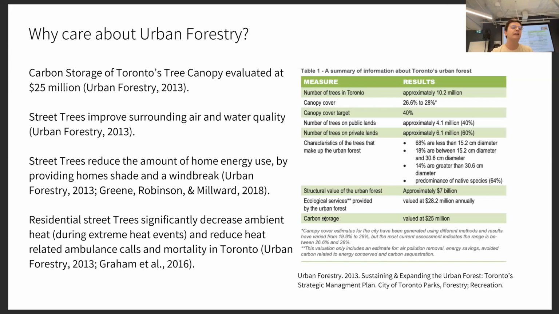And then sort of pressingly, especially in Toronto, and especially given the climate crisis and all of that, there's studies recently in Toronto, I think it was 2016, about street trees and heat-related deaths and ambulance calls. And there was like a staggering correlation between an area's street tree coverage and the amount of mortalities experienced by people walking on the streets for heat-related causes. So in short, we care about urban forestry because it's extremely important.